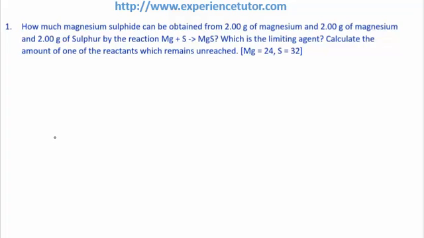Next problem is how much magnesium sulfide can be obtained from 2 gram of magnesium and 2 gram of sulfur by reaction. So Mg plus S gives MgS, which is the limiting agent? Calculate the amount of one of the reactants which remains unreacted. Mg is equal to 24, S is equal to 32.